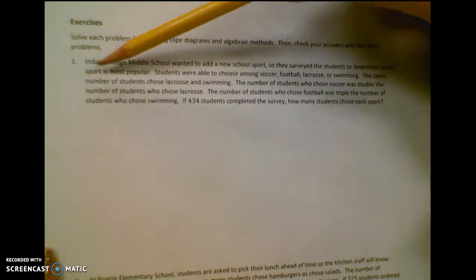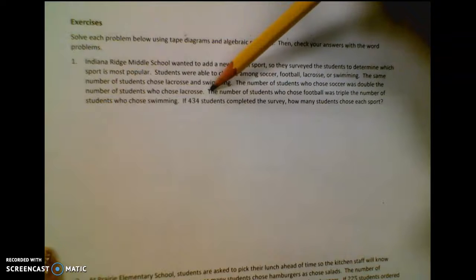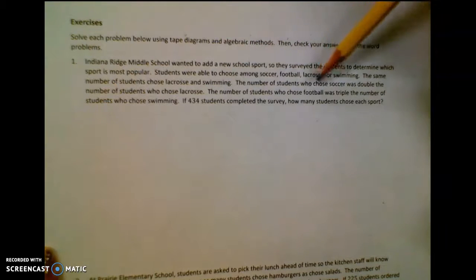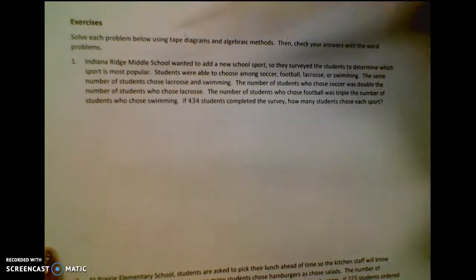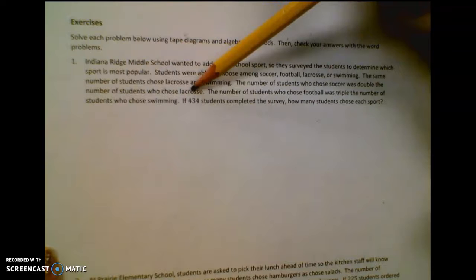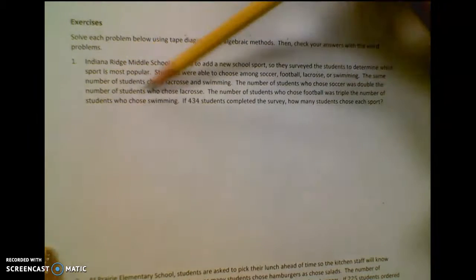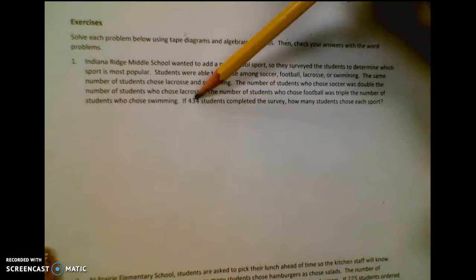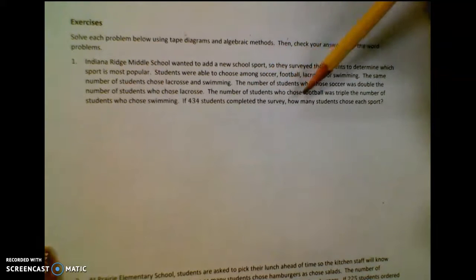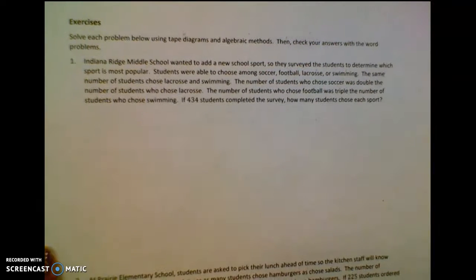The same number of students chose lacrosse and swimming. The number of students who chose soccer was double the number of students who chose lacrosse. The number of students who chose football was triple the number of students who chose swimming. If 434 students completed the survey, how many students chose each sport?